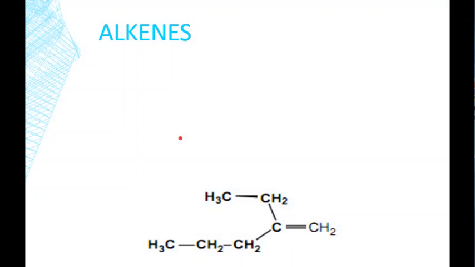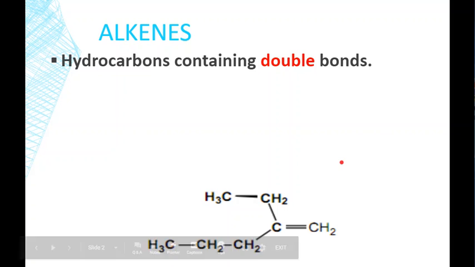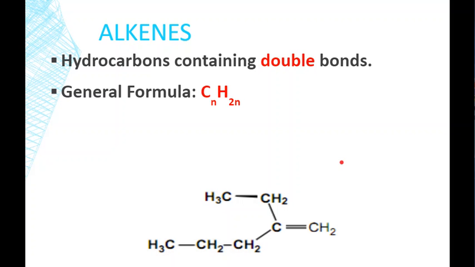Okay, and so let's go on. So here is an alkene. Why is it an alkene? Because it has one double bond. Hydrocarbons containing double bonds are alkenes. The general formula is carbon, however many carbons there are, the hydrogen is times 2. So if there are 5 carbons, the hydrogens would be 10.